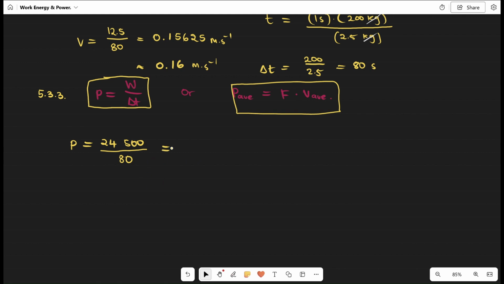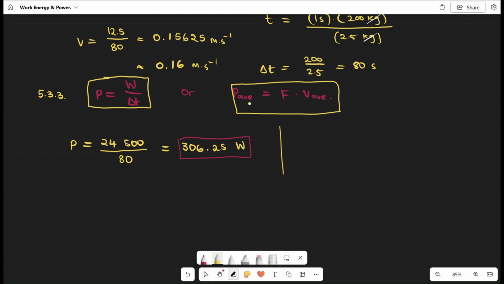If you calculate that, we should get 24,500 divided by 80, which is 306.25 watts. So this is what we have as our power. Let's use a different formula and see if we get the same thing. You would be done at this point, but just for interest's sake, let's see if this formula also works.